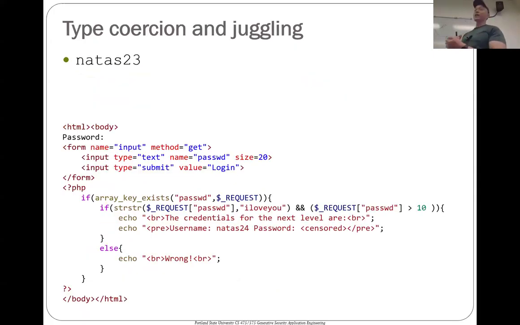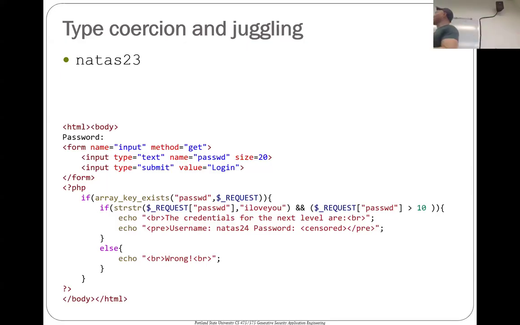Okay, the next one I want to talk about is type coercion and juggling. PHP is the worst of both worlds in that it's a weakly typed language and it's a dynamically typed language. It does something called type coercion, where if you have a comparison between two values and they're different data types, it will coerce one data type into the other and then do the comparison. So this is terrible.